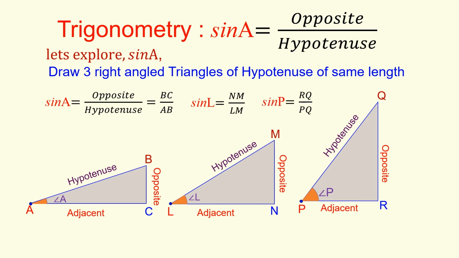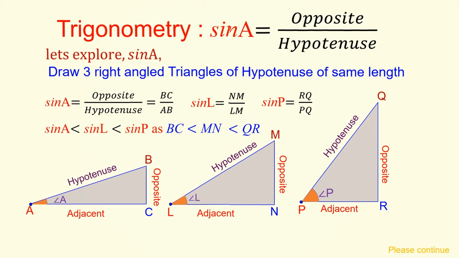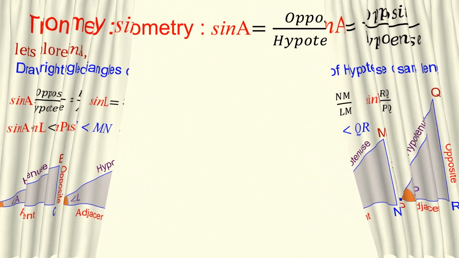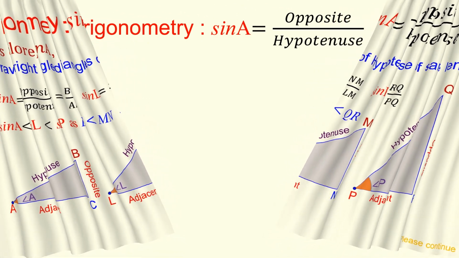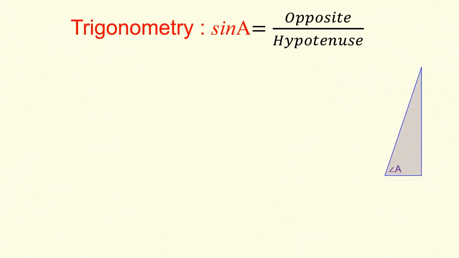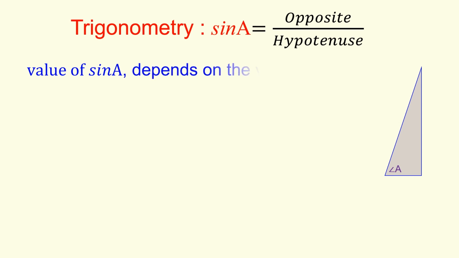As angle A increases, so does sine of angle A: the smaller angle has a smaller sine. The value of sine of angle A depends on the value of the angle A.